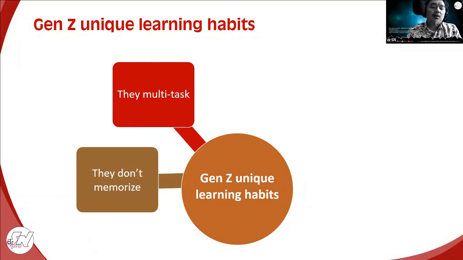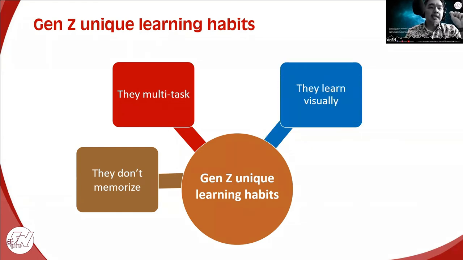Okay, so that's why for me it's very beautiful if we can give this kind of treatment properly to this generation. For me, maybe this 5 years old is not Gen Z. Maybe this is the alpha generation, alpha generation. Okay, next, they learn visually.